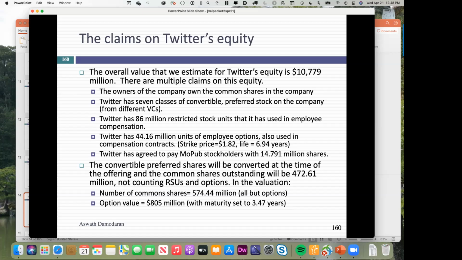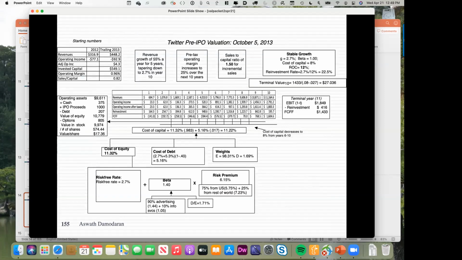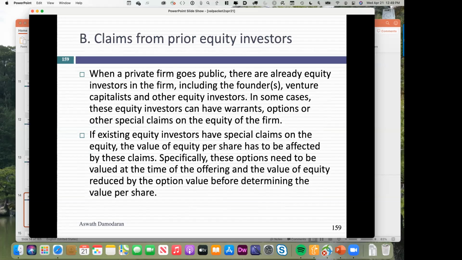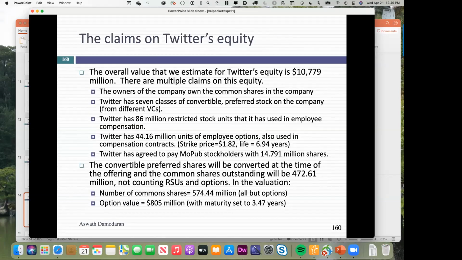I valued those options as options using an option pricing model, came up with a value of 805 million. Here's the bottom line. The number of shares I used included the restricted share units and the convertible preferred shares converting into shares. The value of the options showed up in my valuation. If you look at my DCF valuation, you'll see me subtracting out 805 million. That's the value of the options from VCs being netted out. I've essentially cleaned up for claims from prior equity investors.